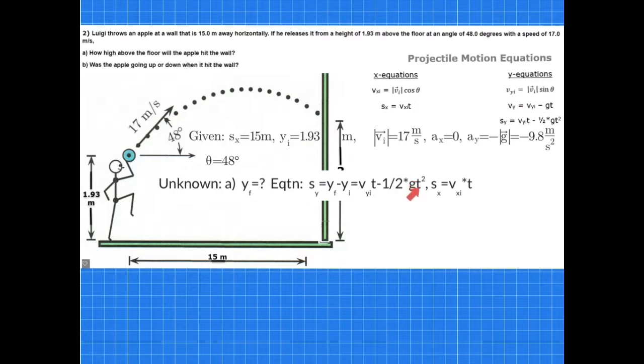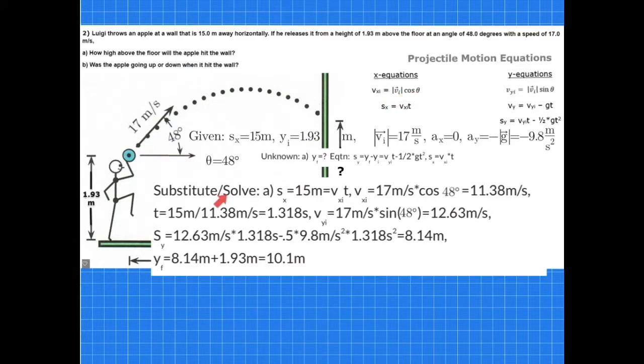But we must also find the time. To find the time, we will use the displacement along the x-axis, s of x, which is known to be 15 meters, is Vx initial times the time. Vx initial is the initial speed times the cosine of theta. Substitute and solve for part A to find y final.